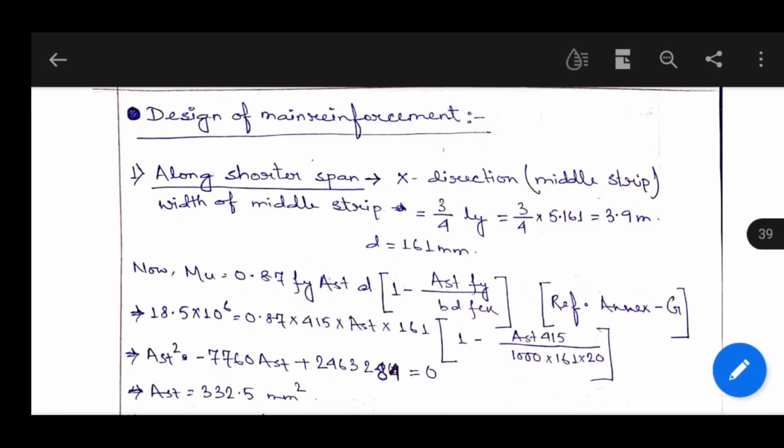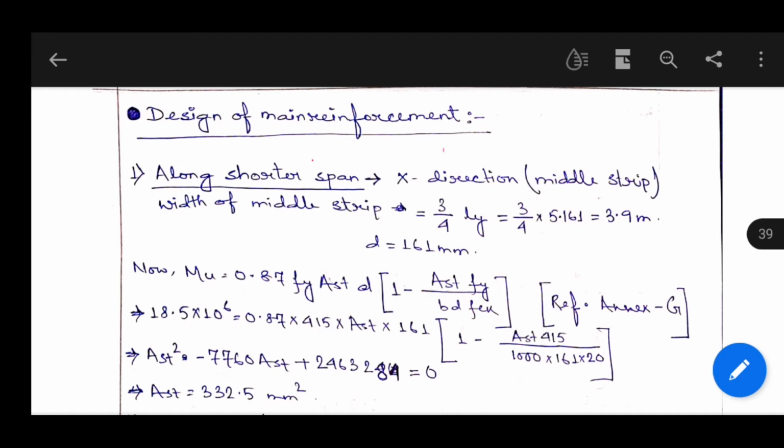Look, here in the calculation of design of main reinforcement, as per IS code provision which we have read, the calculation has been done. So along shorter span, that means X direction, the width of middle strip is equal to 3/4 of Ly, that is 3/4 into 5.161, that is equal to 3.9 meter, and d is 161 mm.